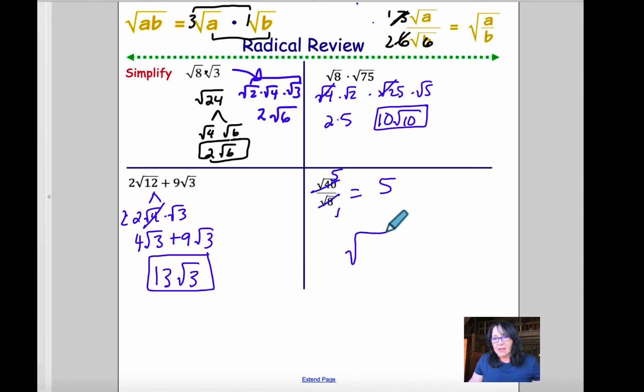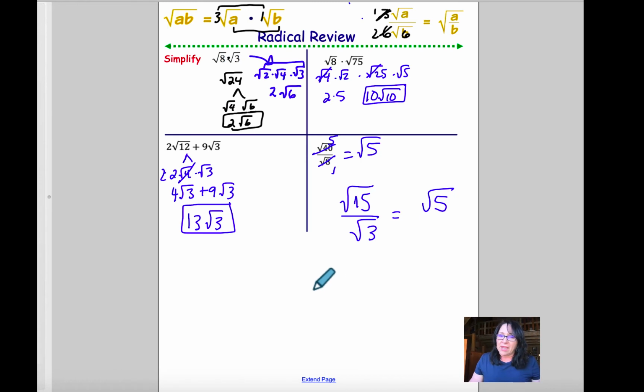If I had, let's say, the square root of 15 over the square root of 3, same thing. I would also get the square root of 5. But if I had, let's say, the square root of 48 divided by the square root of 6, well, I guess that would be the same thing.